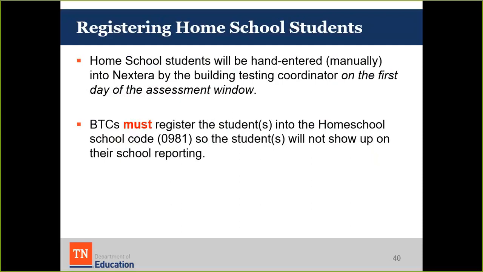Homeschool students are going to be hand-entered for EOC and 5.8 if you are testing online, manually into Nextera by the building testing coordinator on the first day of the assessment window. Building testing coordinators have to register those students into the homeschool code so that those students will not show up on their school reporting. I want to remind you that that's also true for paper: when you fill out paper, you're going to want to make sure that the school code that you put on that paper test document is 0981. If you put them under your system number, correct, but you put them under your school number, those homeschool students will end up under your reporting. And obviously, that's not what you want to do. You want to report them individually.